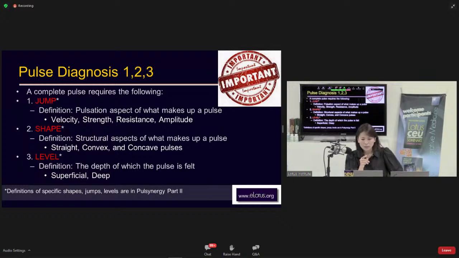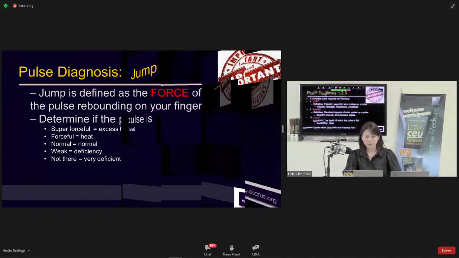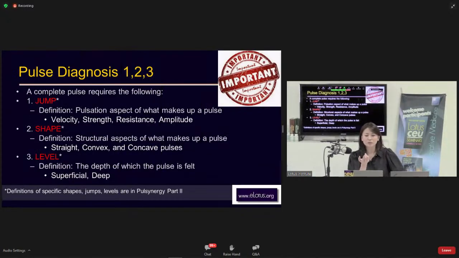So now let's spend a little bit of time on the jump, okay? Jump pretty much is the pulsation aspect of what makes up a pulse. It's very much just the strength. So we're dealing with either strong or weak. That's it. Get it into your brain that it's really just a strong pulse or a weak pulse. You figure that out, then you can figure out if the patient is more on the strong side or on the weak side, or too much fire or deficiency. Okay, so that's the one big picture, strong or weak.